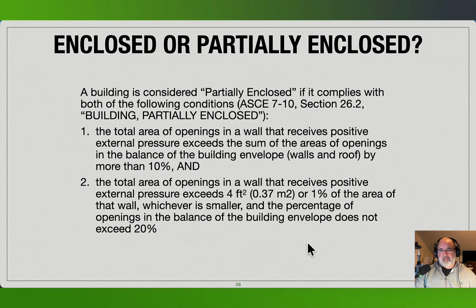Certainly, recognizing that a little bit of a compromise of the building envelope could increase significantly the amount of pressure that you'd have in a building. So if we're trying to design for the maximum wind loads that a building could see, that's where we start to lean towards partially enclosed. So, the total area of the openings in a wall that receives positive external pressure exceeds the sum of the areas of the openings in the balance of the building by more than 10%, and the total area of openings in a wall that receives positive external pressure exceeds 4 square feet, or 1% of the area of the wall, whichever is smaller.